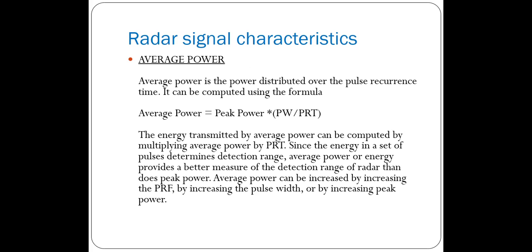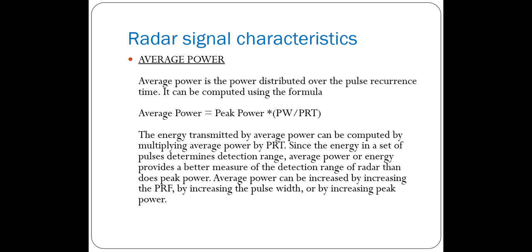The first characteristic we'll see is related to the power, the average power. Average power is the power distributed over the pulse recurrence time. It can be computed using the formula: average power is equal to peak power times PW divided by PRT. The energy transmitted by average power can be computed by multiplying average power by PRT.